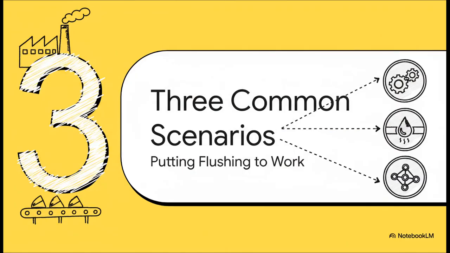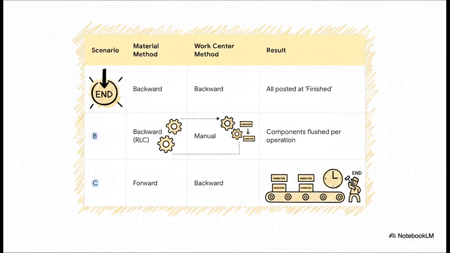Okay. Theory is great, but what does this actually look like in the real world? Let's walk through 3 super common setups that you'll probably see out on the shop floor. This table breaks it down nicely. Scenario A is the simplest. Everything is set to backward. You finish the job, you change the status, and the system handles the rest. Scenario B gets a little more detailed. You flush materials as you complete each step of the process. And Scenario C is a hybrid. You consume your materials up front, but you record your labor and output at the very end.